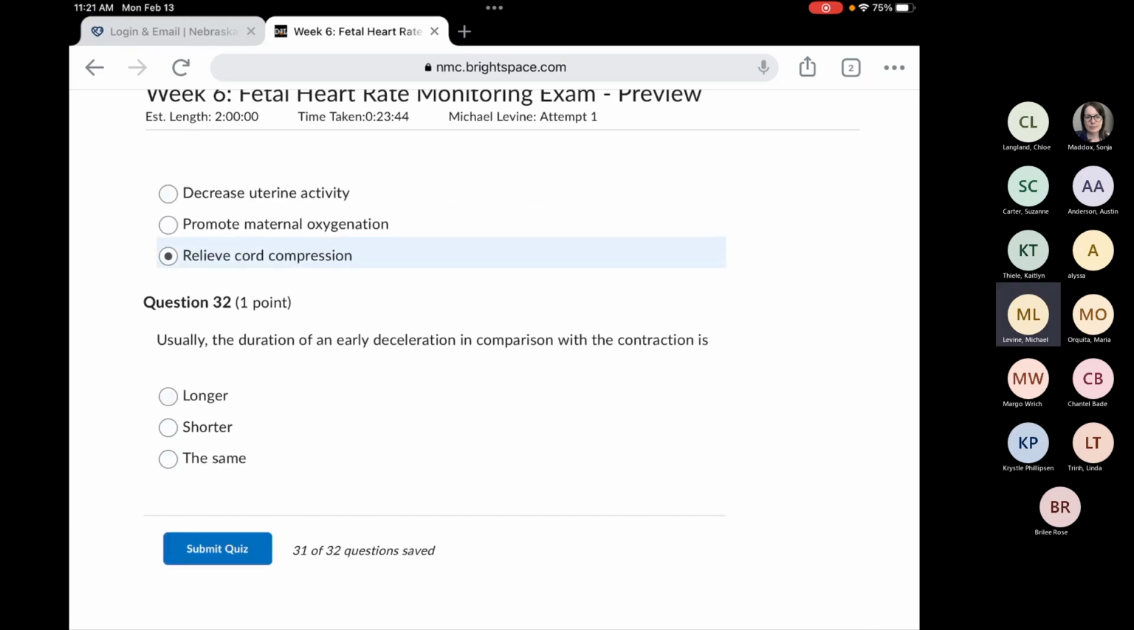32, our final question. Usually the duration of an early deceleration in comparison with the contraction is, and we just talked about that, it would be the same. It mirrors the contraction. So the contraction and the heart rate are together, and that means the same.